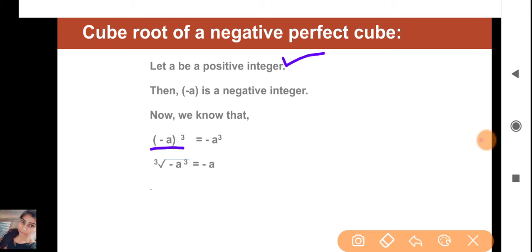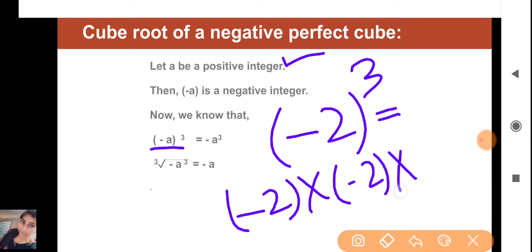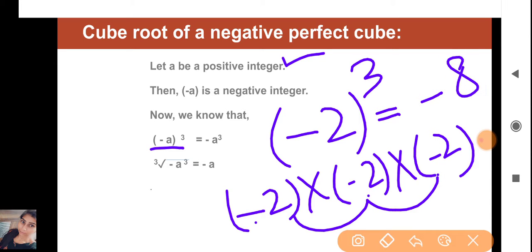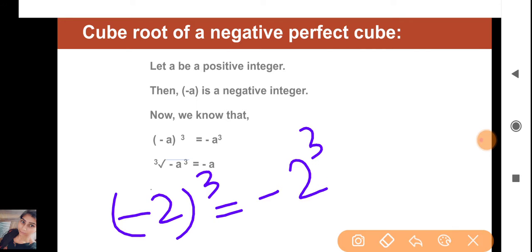Then minus of 2 cube will be what? Minus 2 multiply minus 2 multiply minus 2. So minus minus plus, plus minus minus, 2 2s are 4, 4 2s are 8, so minus 8. Or you can write this as minus 2 cube, right? The same way, minus 2 the whole cube is equals to minus 2 cube. Rather than writing 8, I am just writing 2 cube just to show you this.